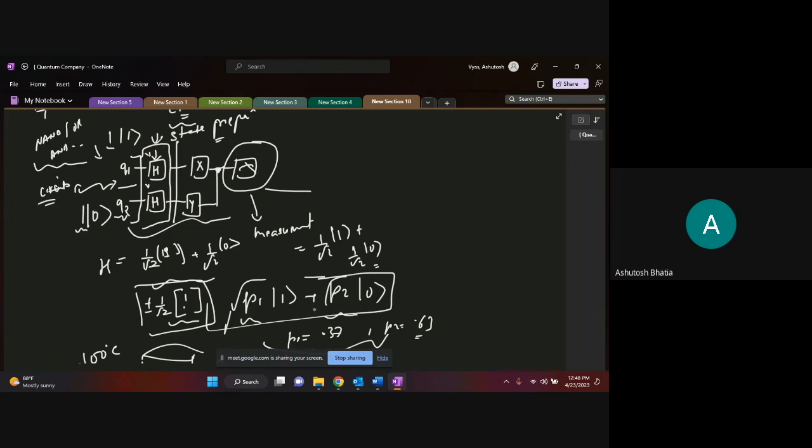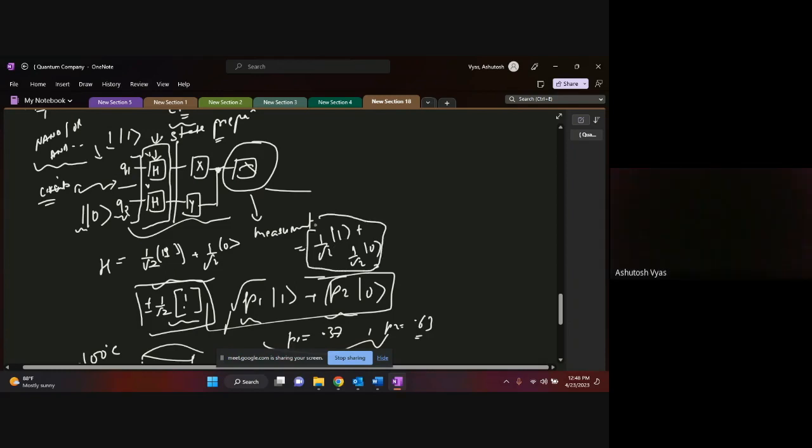My question is, if we are applying the Hadamard gate on any arbitrary state, do we get the same state as the output? Yes, sir, every time. Because the Hadamard gate is meant to redistribute the probability.